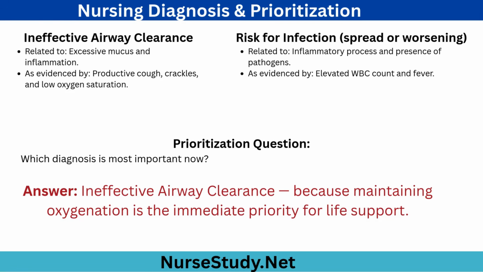Section 5. Nursing diagnosis and prioritization. 1. Ineffective airway clearance, related to excessive mucus and inflammation, as evidenced by productive cough, crackles, and low oxygen saturation. 2. Risk for infection, spread or worsening, related to inflammatory process and presence of pathogens, as evidenced by elevated white blood cell count and fever.